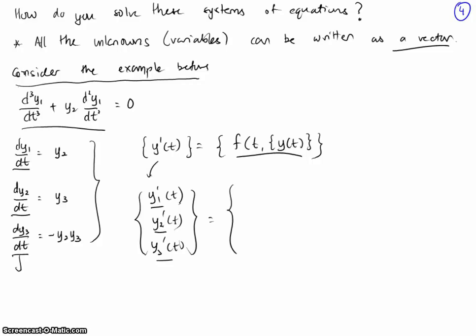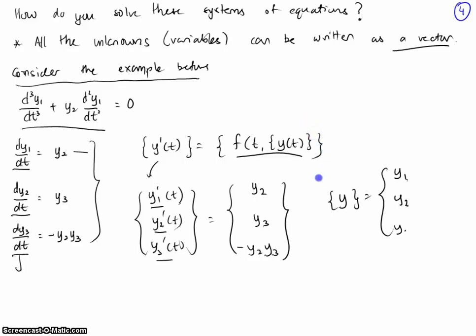So on the right hand side, you would have y2, which corresponds to the first ODE. You would have y3 corresponding to the second right hand side of your ODE, and then you have minus y2 y3. Alright, so what is y? Y in vector form is essentially the storage of your unknowns y1, y2, and y3.